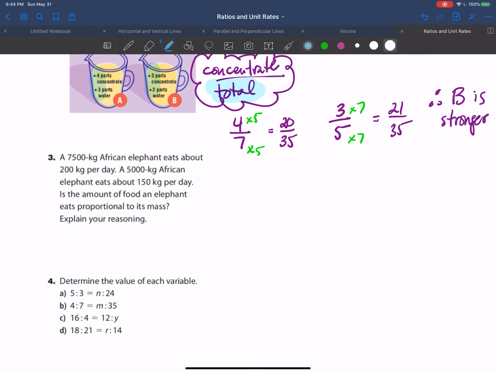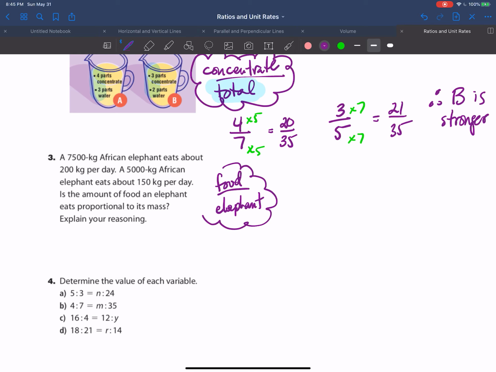Number 3, a 7,500 kilo African elephant eats about 200 kilos per day. A 5,000 kilo African elephant eats about 150 kilos per day. Is the amount of food an elephant eats proportional to its mass? Explain your reasoning. So they want to know, are these two things proportional? Proportion just means two ratios that are equal to each other. So let's look at the amount of food, so the mass of the food and the mass of the elephant.